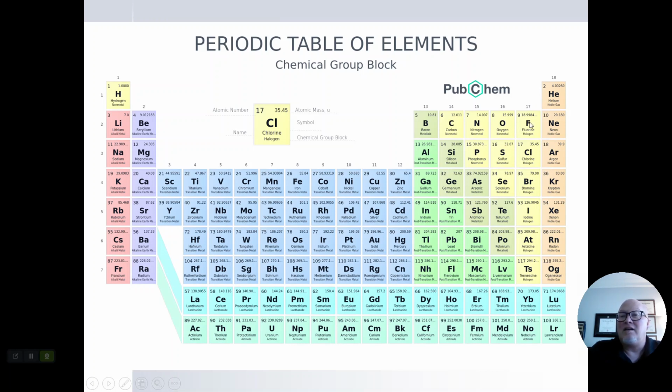And then the halogens: fluorine, chlorine, bromine, iodine. These are your halogens. And then what you see over here, these are our non-metals. Okay. Carbon, nitrogen, oxygen, fluorine, phosphorus, sulfur, chlorine, selenium, bromine, iodine. Okay, so these are your non-metals.